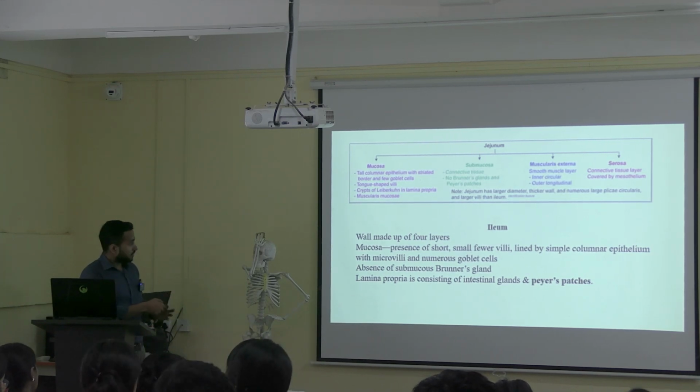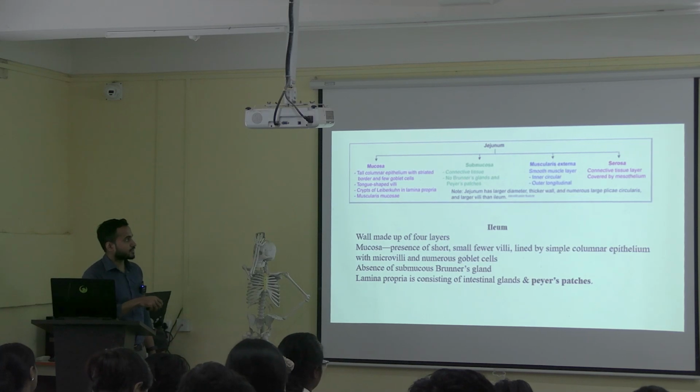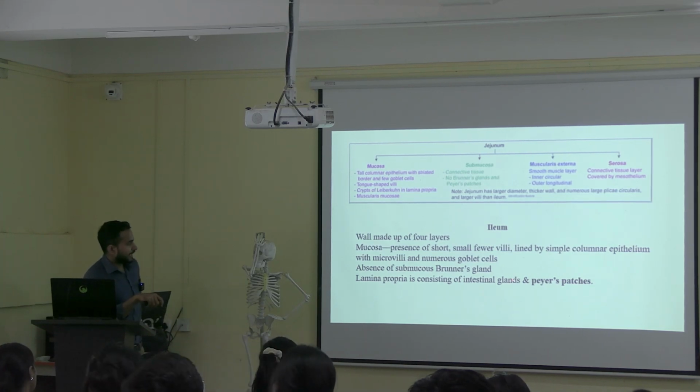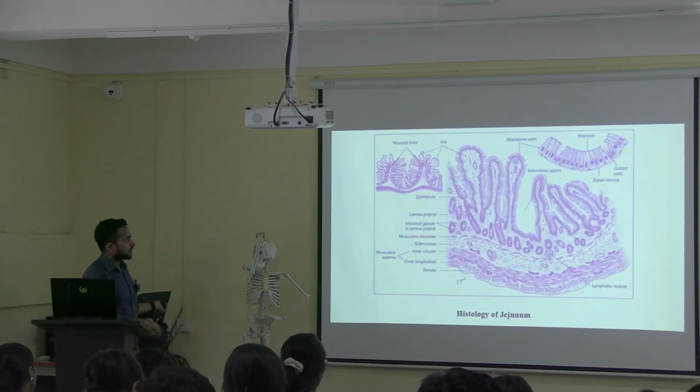Okay, so all the layers are present. And here in the submucosa, Brunner's glands are absent. Here also Brunner's glands are absent. Next, in case of lamina propria, as I said, intestinal glands are present. Here also you can see intestinal glands, but here the Peyer's patches are more. Let me show you the diagram so that you can differentiate.